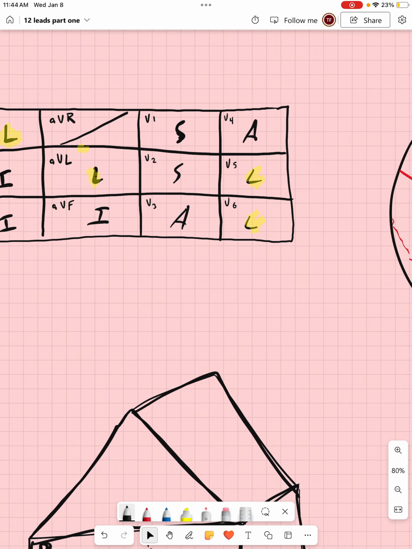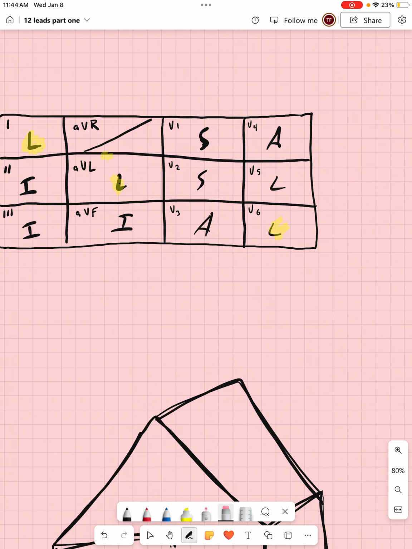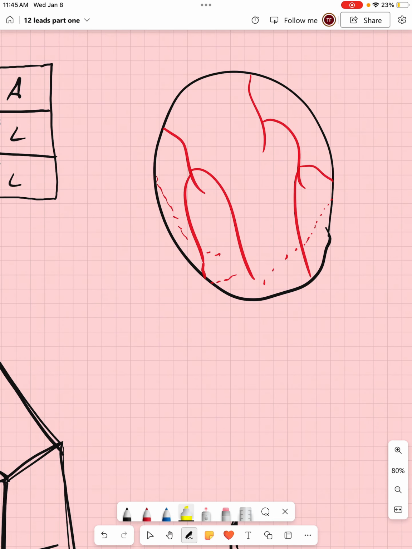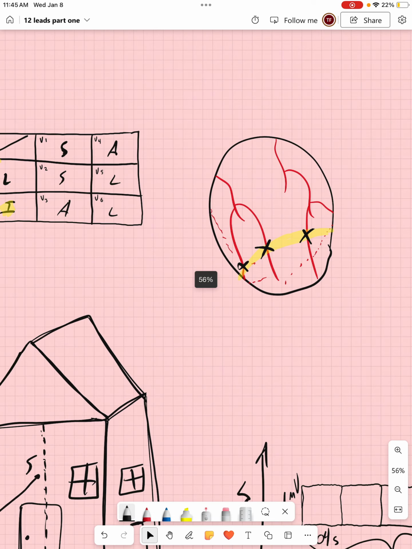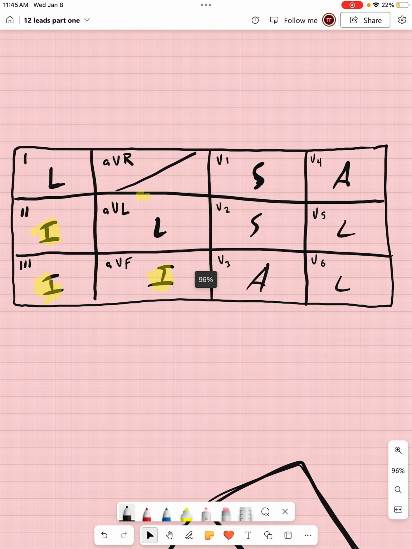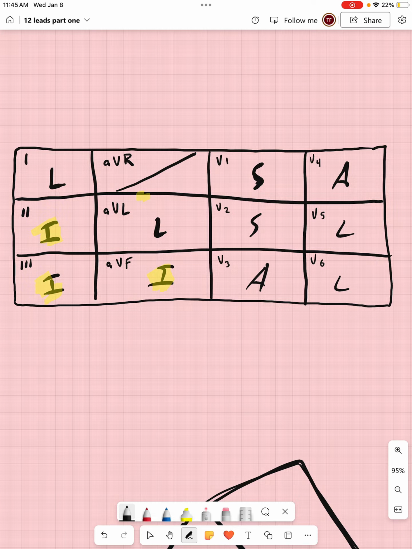So for example, if I am seeing issues in the inferior leads, to me, that tells me that there is something going on here, and it could potentially be a blockage. That's why that's important, and that's how that all works. So when you're looking at this, again, you are looking at specific portions of the heart.